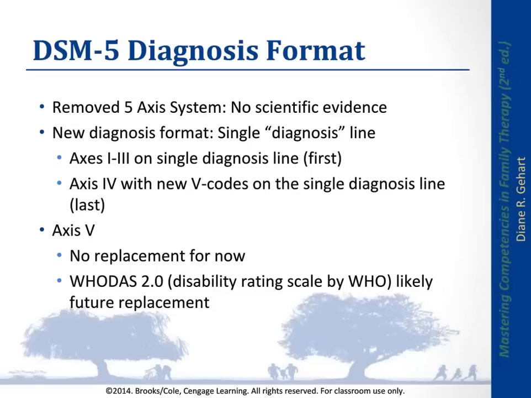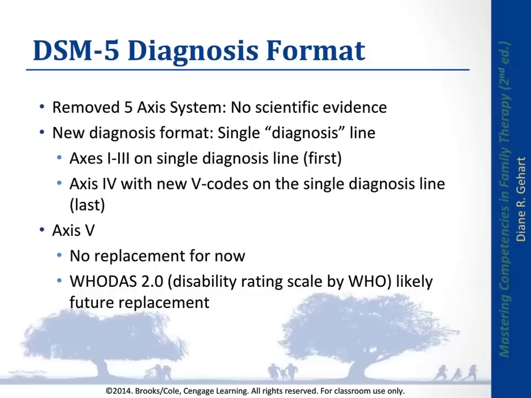So for therapists working routinely with clients in outpatient settings or doing psychotherapy, family therapy, some of the biggest news in the DSM-5 is that the actual diagnosis format, how you write up a mental health diagnosis, has changed. In the DSM-4, there was a 5-axis diagnosis system that was used, and through studies on diagnosis, looking at inter-rater reliability and such, and also looking at the general evidence base for those different axes, there was no scientific evidence to really support the use of this 5-axis system.